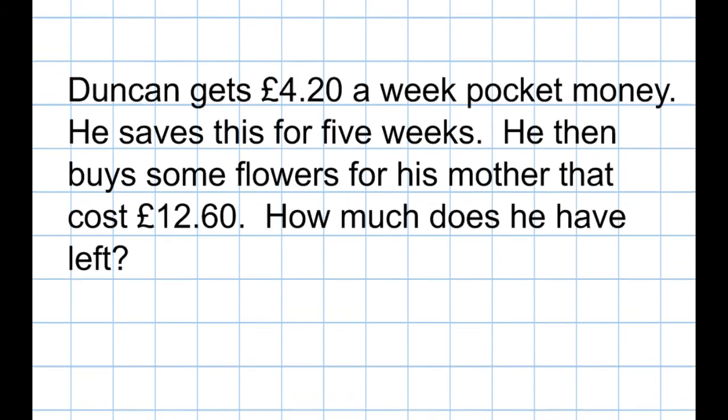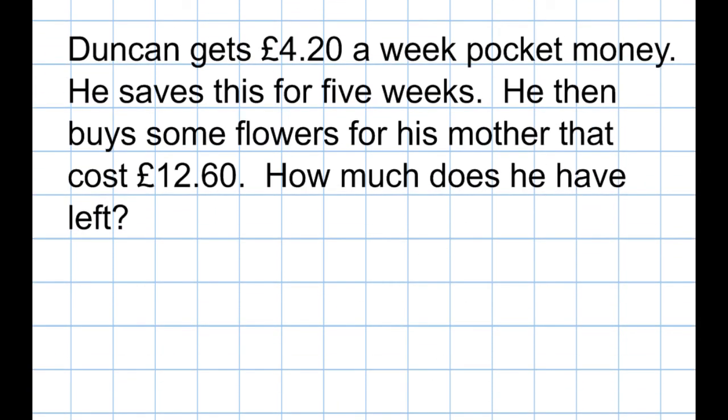Let's look at another contextual problem. This is a money problem. Duncan gets £4.20 a week pocket money. He saves this for 5 weeks. He then buys some flowers for his mother that cost £12.60. How much does he have left? We've got to work out what arithmetic to do.